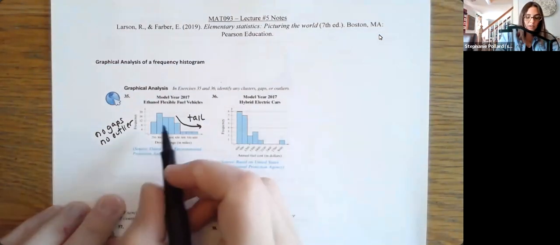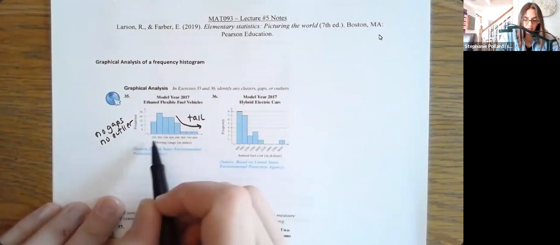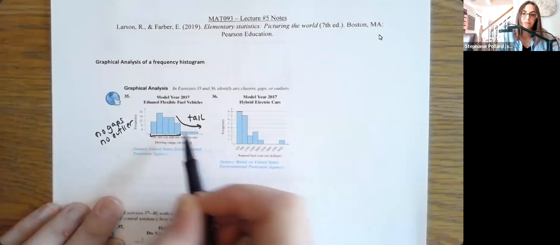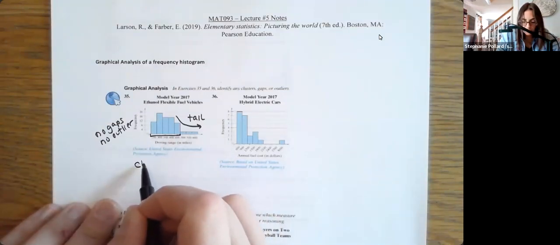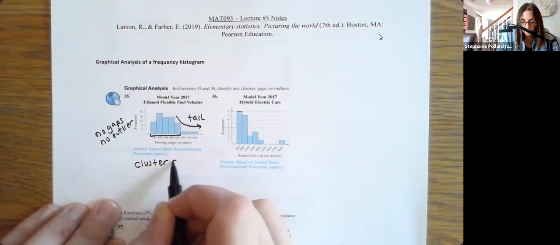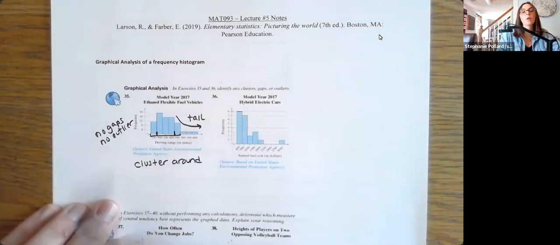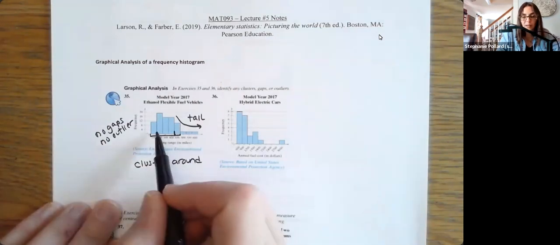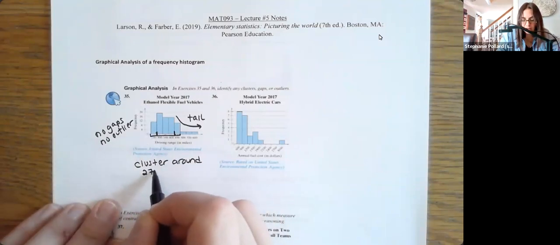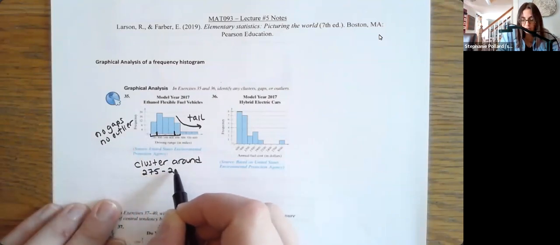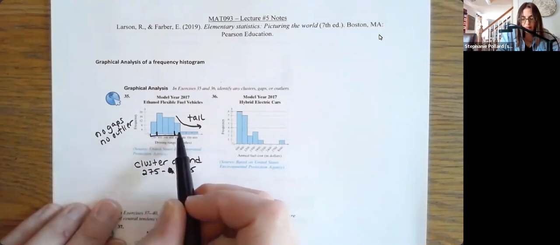We do have a cluster, so the biggest cluster is probably right in here, from here to here, or even closer to the center. Some of us may say from here to here is really where most of it is. So if we go from just the middlemost cluster, that would be from around 275 to 425 maybe. Or we could go 225 to 475.